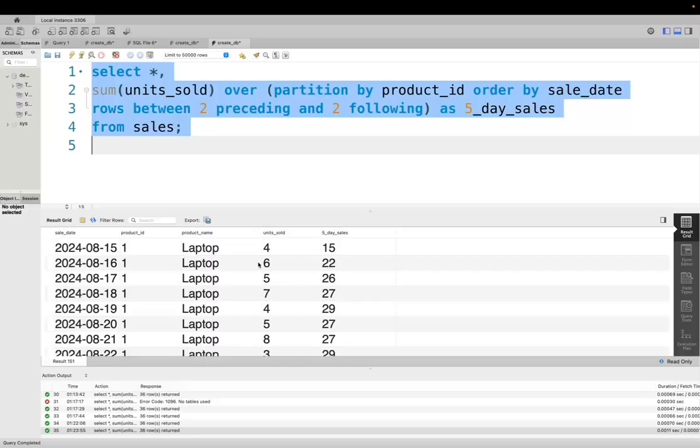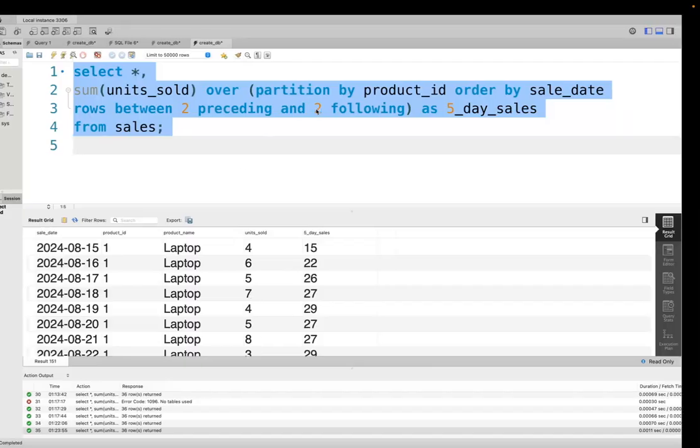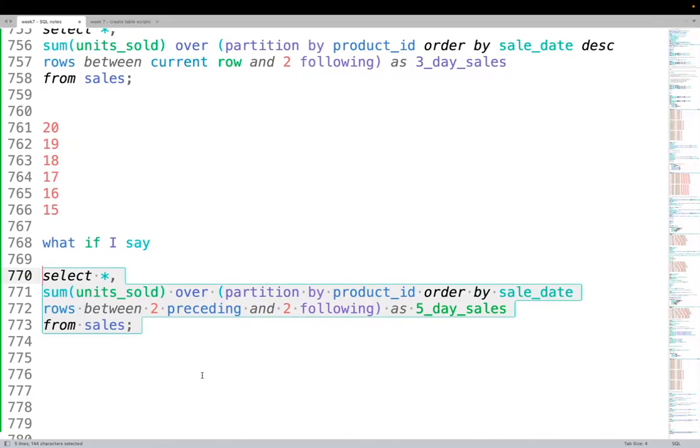Current row, two previous, and two next. That means between two preceding and two following. Of course, the current row is there. Right? So two rows earlier, two rows next. That means from this 6, 5, 7, 4, 5. Total 5 rows. I hope you understood this. Right? Okay. Just have a look.